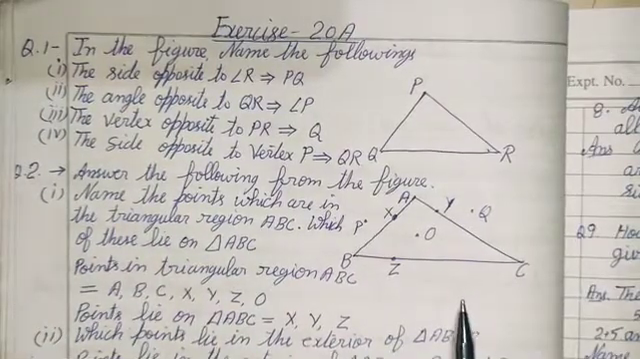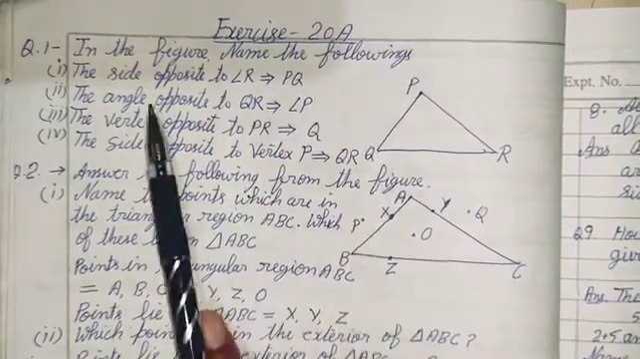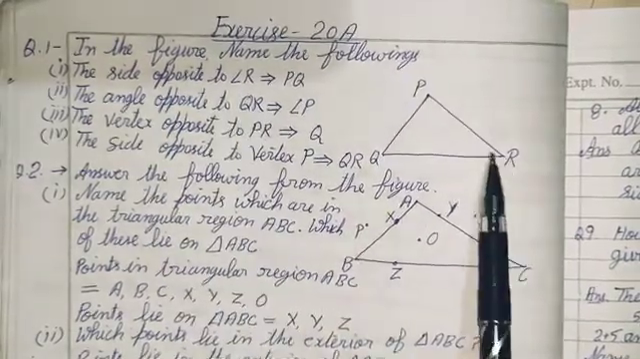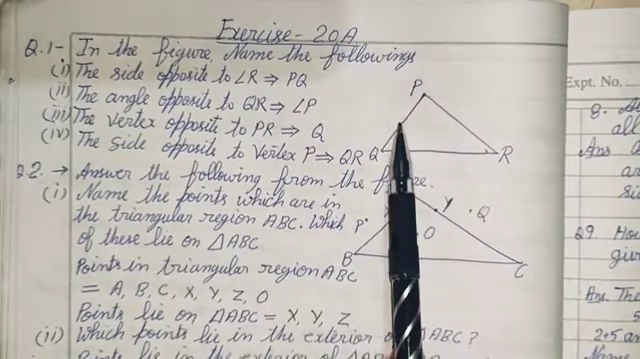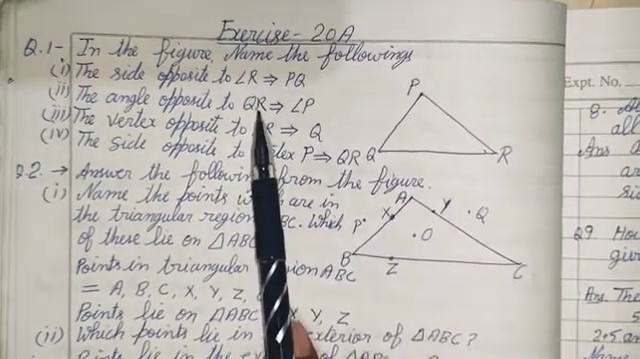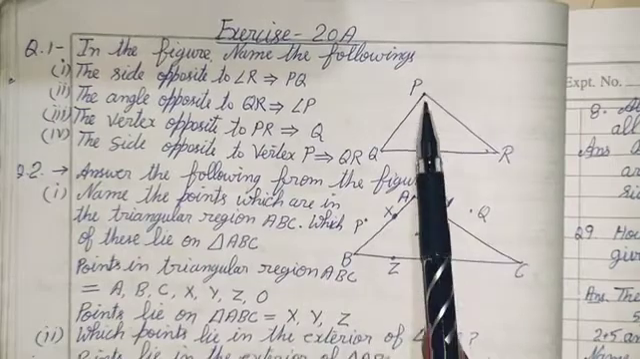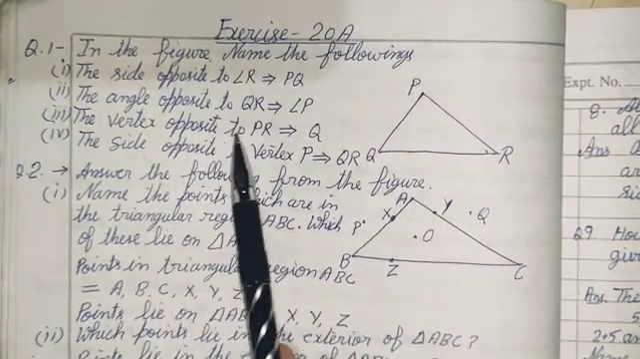Exercise 20A. In the figure, name the following. The side opposite to angle R. Here it is angle R, and the opposite side is PQ. The angle opposite to QR. This is QR, and the angle opposite to it is angle P.